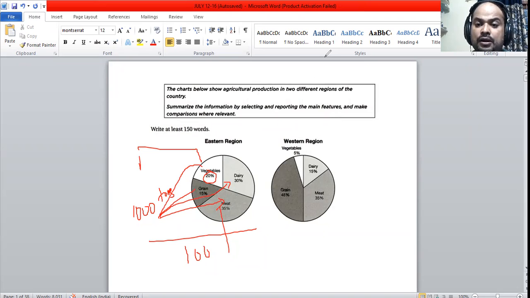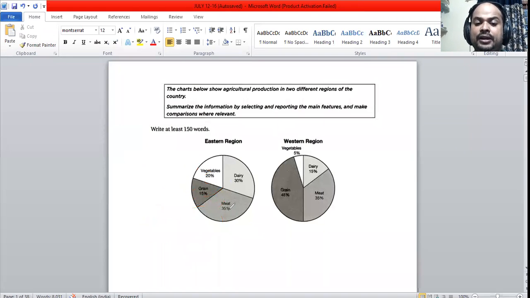So let's see whether the calculation is correct. 35 plus 30, it is 65%. 65 plus 20, 75, 85. Yes, 85 plus 15, 100. Okay, so this is correct. So my calculation, I can say it is 100%. Out of the 100% of the production, 35% is meat, 30% is dairy. Same with this one. So I cross-checked. No issues there.